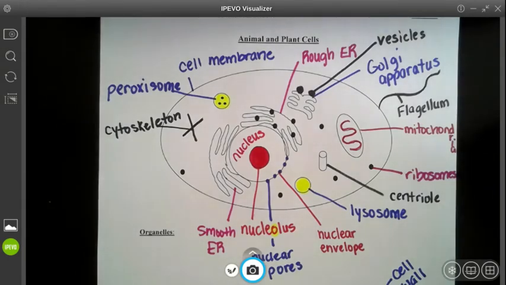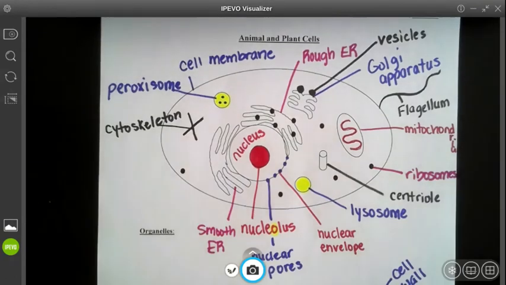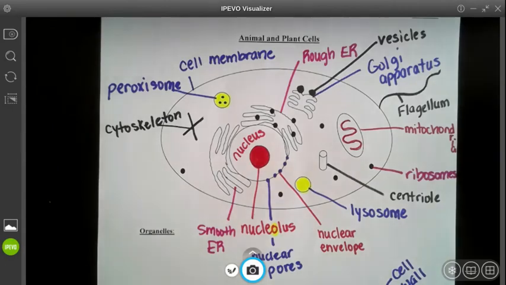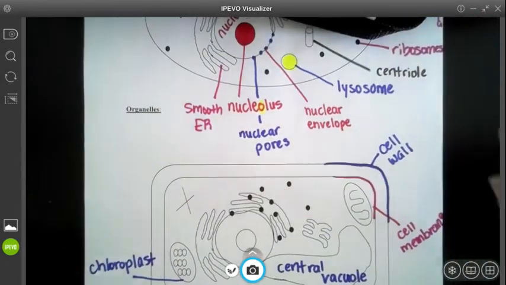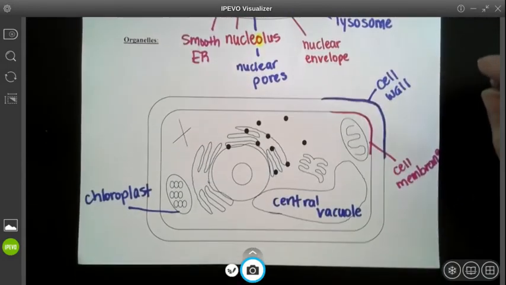Again, this is the animal cell. I left this part in. I am showing you the structures. You can see it without the square at the bottom. But I'm going to look at the plant cell. So here's the plant cell.